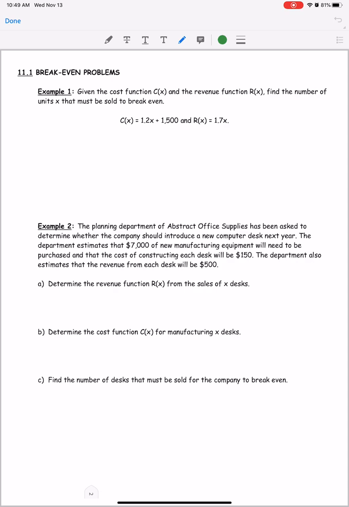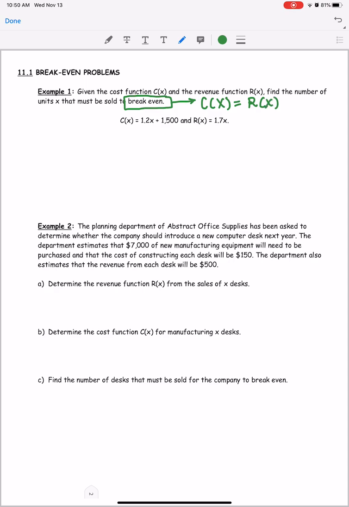In my break-even problems, example 1 says, given the cost function C of X and the revenue function R of X, find the number of X units that must be sold to break even. When they want you to find that break-even point, that break-even point in your business model is when your cost, your C of X, equals your revenue, your R of X.